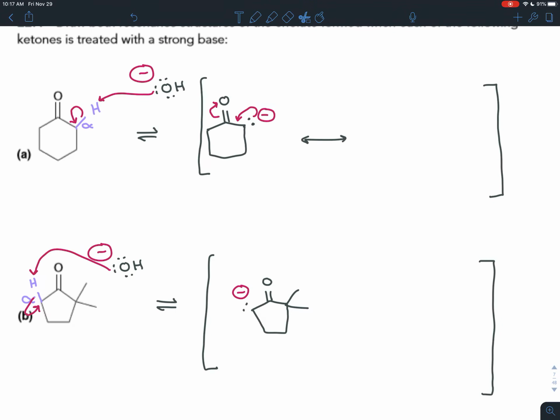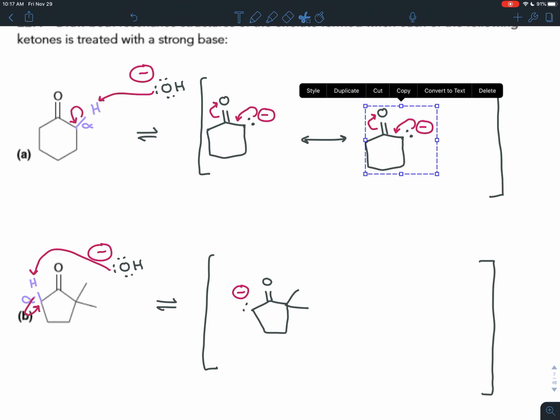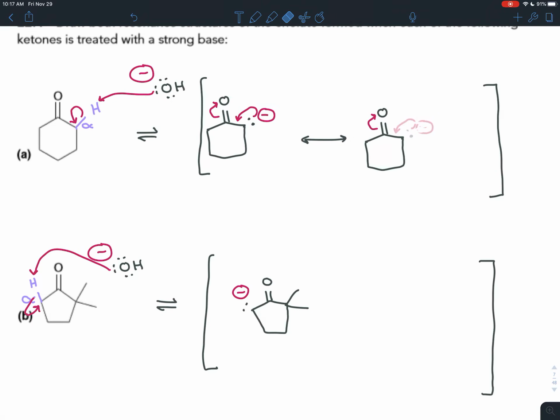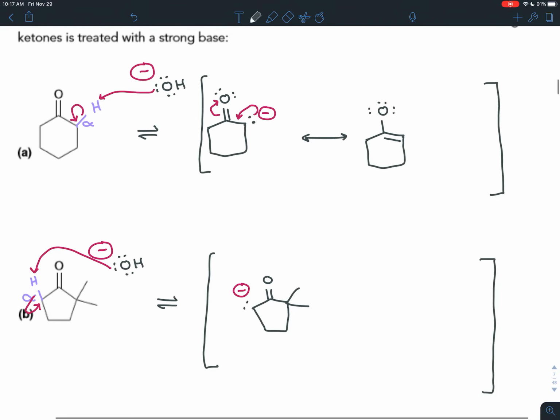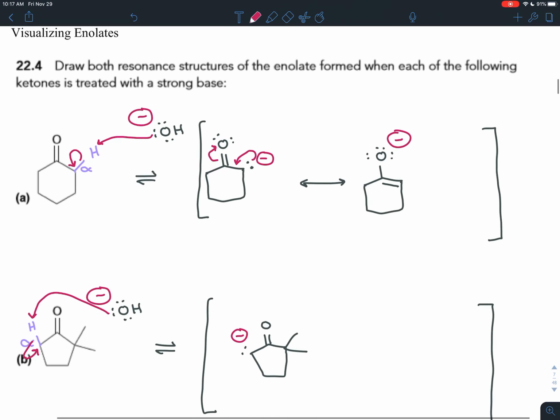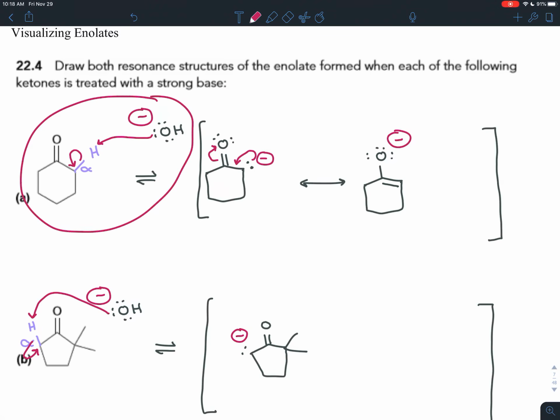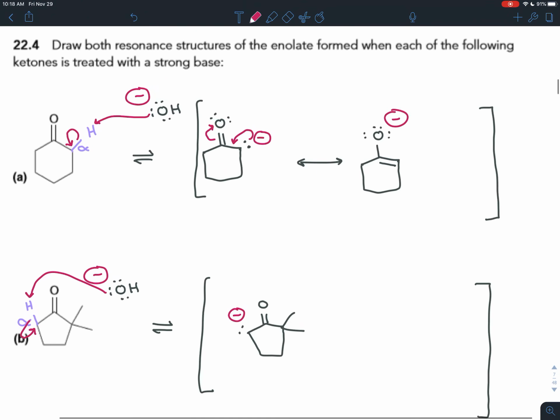So you draw your resonance arrow, and this lone pair becomes a double bond, and the pi bond turns into a third lone pair, which now has a negative charge. So you can see that this is an enolate. So that's the resonance-stabilized enolate, the two resonance structures of the enolate that are formed when you treat these ketones or aldehydes with a strong base.